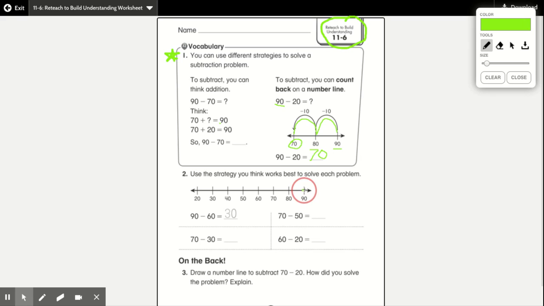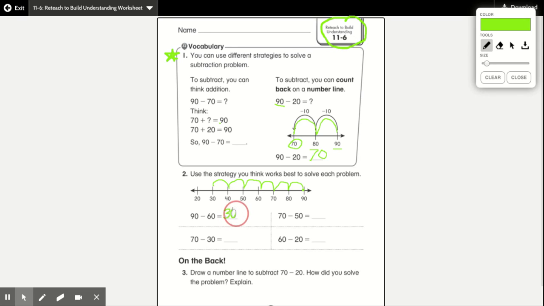I'm going to start at 90, and I'm going to take away 6 tens, ready, which equals 60. 10, 20, 30, 40, 50, 60. And I went backwards because I was subtracting, and I went backwards by tens. So I landed on 30. And so 90 minus 60 equals 30.